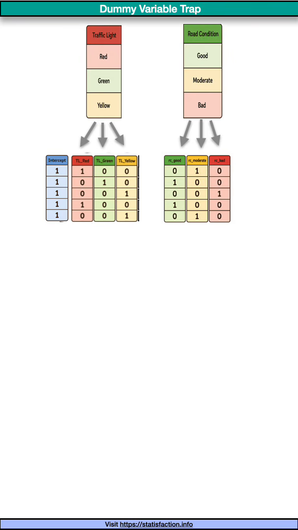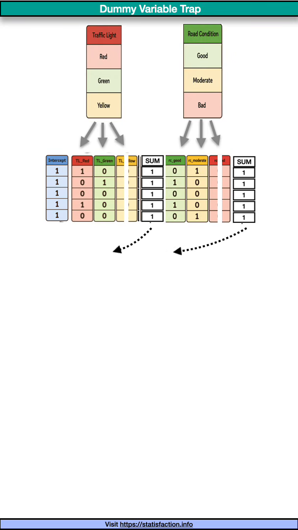If a model has multiple categorical features, the same issue can occur for each feature. So, if your dataset has both traffic light and road condition as predictors, we typically omit one category from each and use those omitted categories as the reference categories. Although there is only one intercept, each categorical feature creates its own redundant set of dummy variables. Therefore, we typically omit one category from each categorical feature and use it as the reference category.